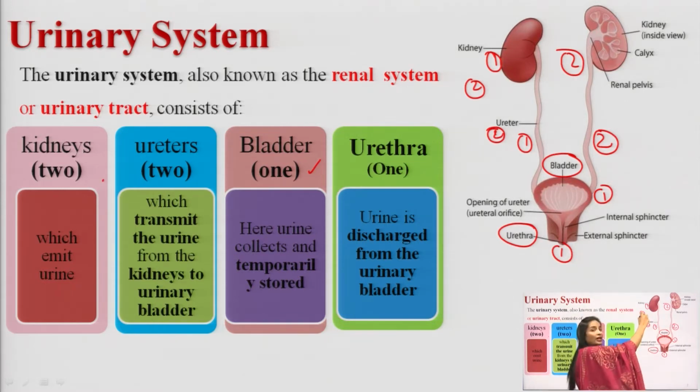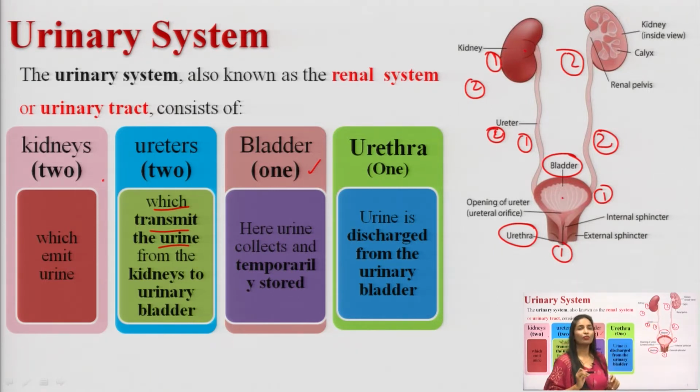What is the function of the kidney? Once the urine has been formed, the kidney will emit the urine. Who is going to collect the urine? The ureters. The ureters transport the urine from the kidney to the urinary bladder. The ureter is a connection between the kidney and urinary bladder. It is a pipe-like structure that carries the urine from the kidney to the urinary bladder.